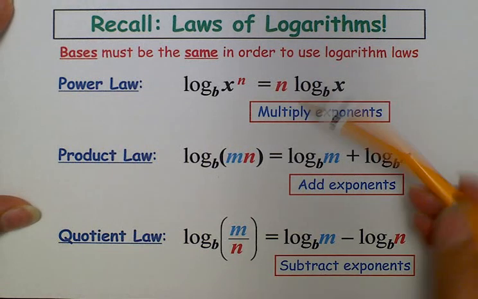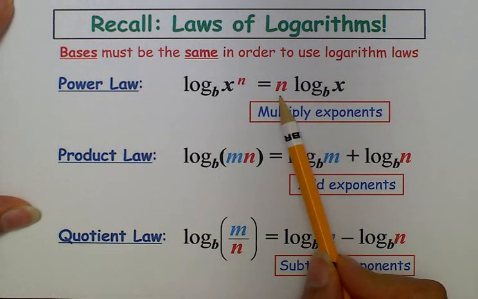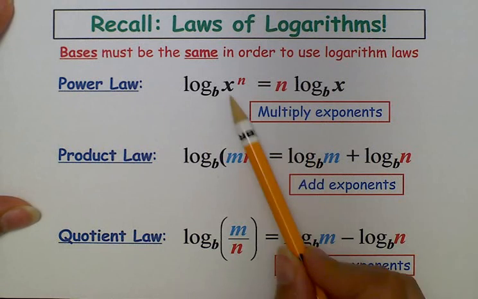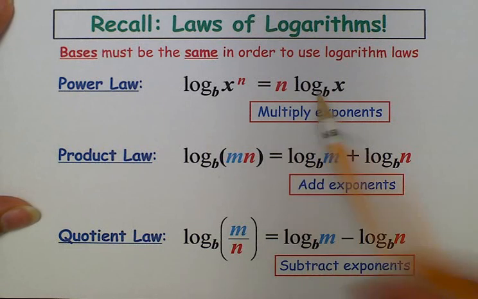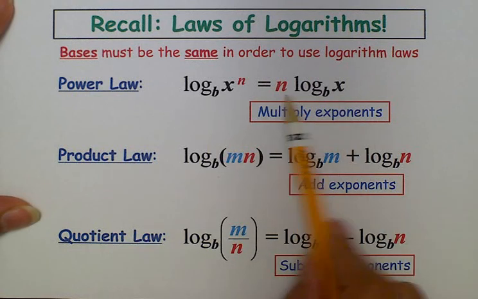And so basically what you're doing is you're taking the exponent that you had on the power and you're multiplying it with the logarithm, which also represents an exponent. So you're actually multiplying two exponents together here.